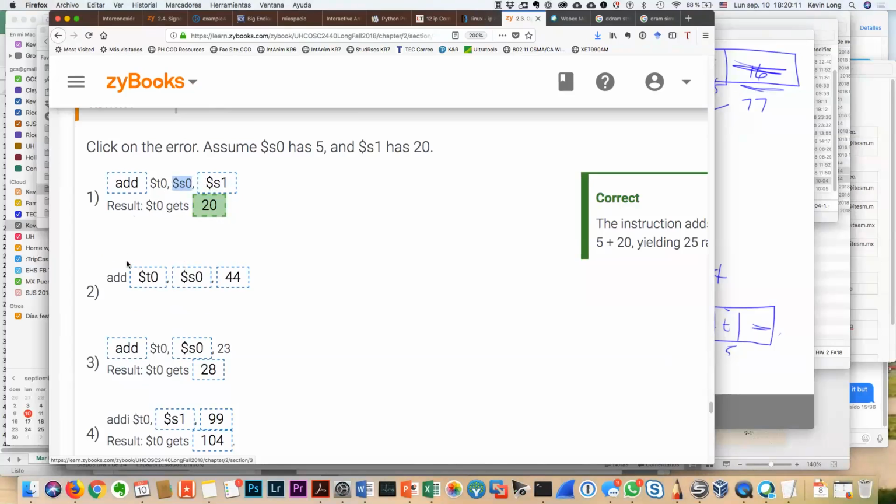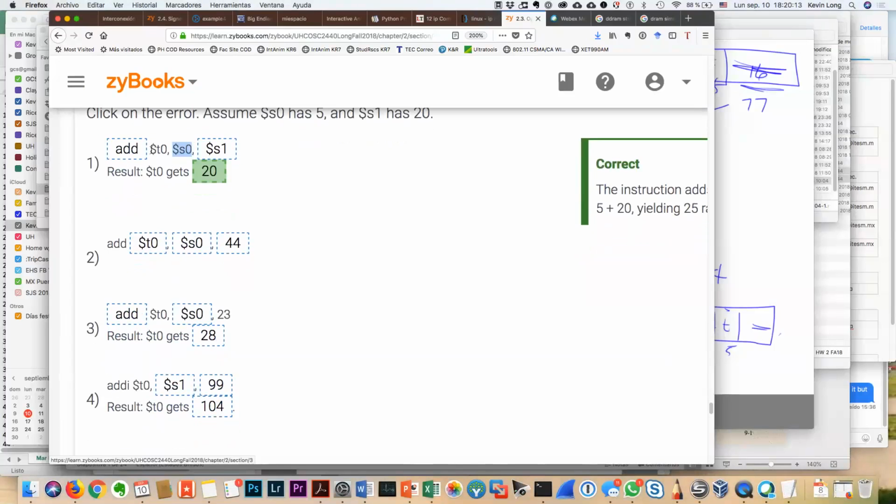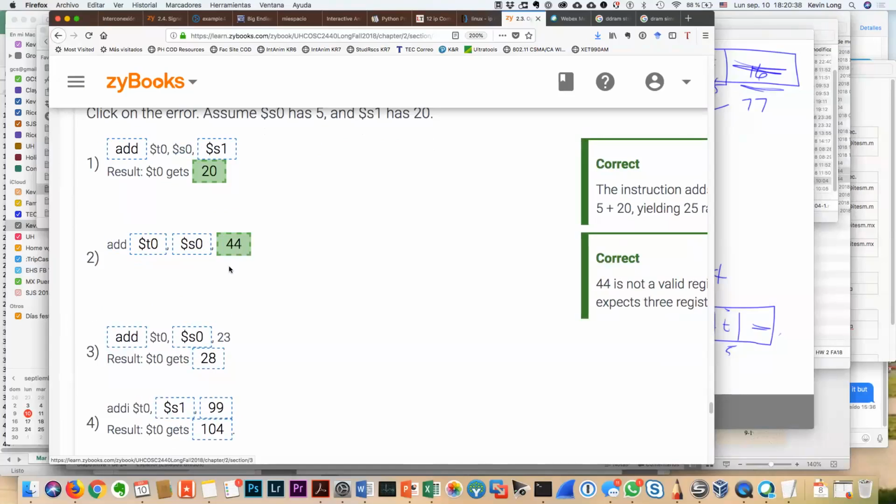The reason why you may not think so is if you're expecting an immediate in here, and we'll see an example of that. The very next one. If I want to add the contents of S0 to the number 44, is this the right instruction to do that? What should this instruction be? Add immediate, right? So since I can't click on this, my only other choice is to click on the offending operand. This should not be part of an add instruction.